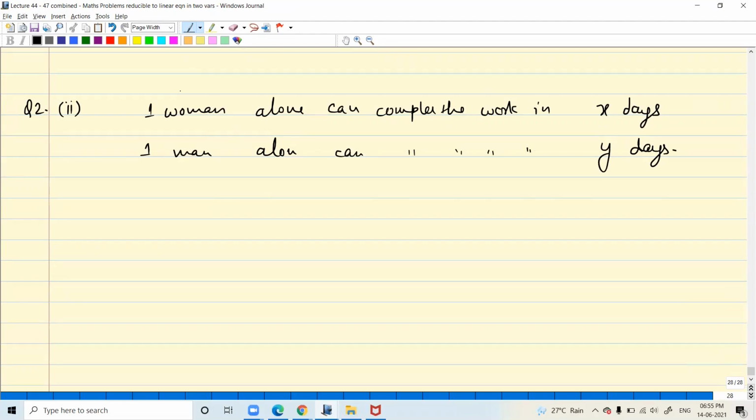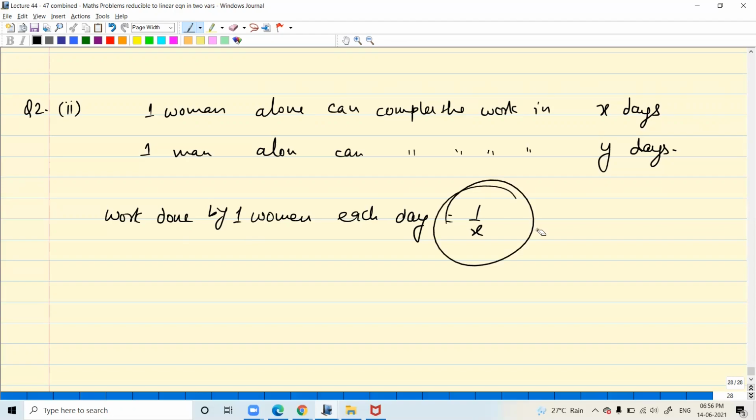Now, remember the logic which I told you. If someone can do the work in 5 days, what is the work they do every day? 1/5 of the work they do every day, correct? So if this woman takes X days to complete it, how much work is she doing every day? 1/X, absolutely. So one woman takes X days, so one woman every day does 1/X of the work.